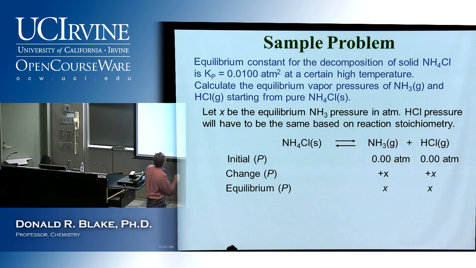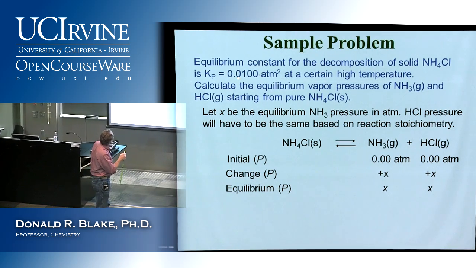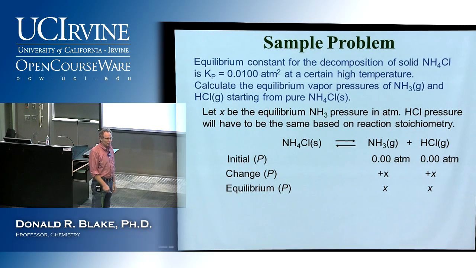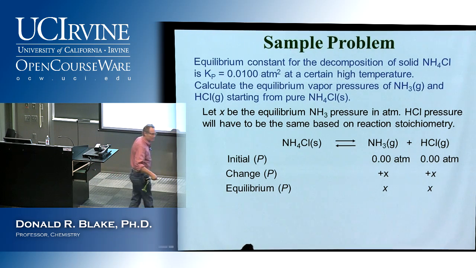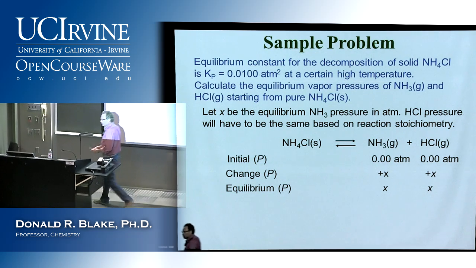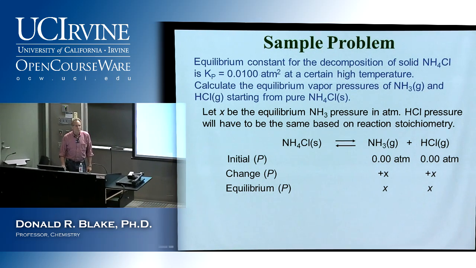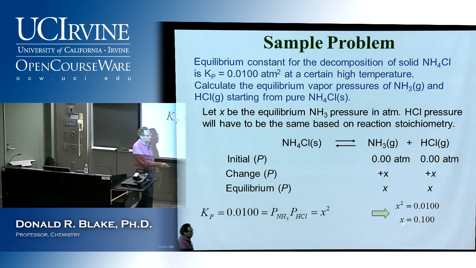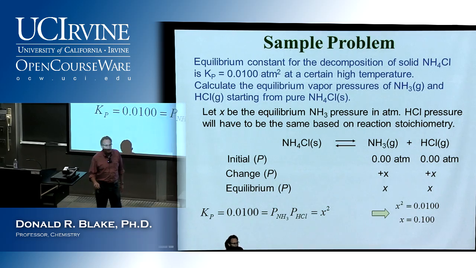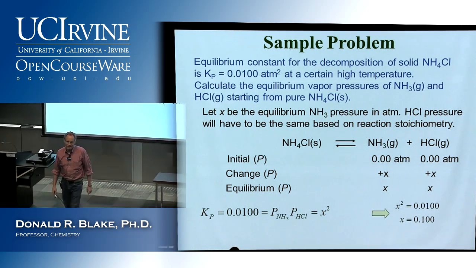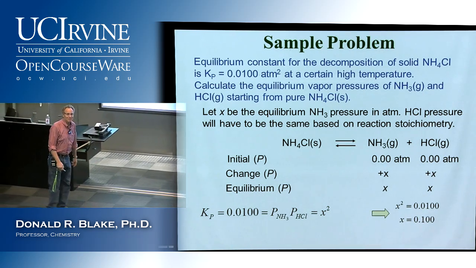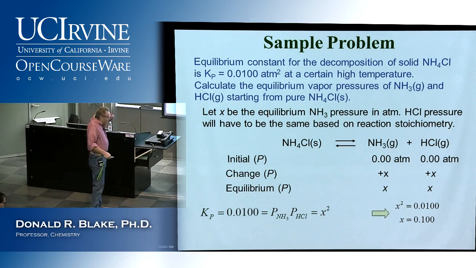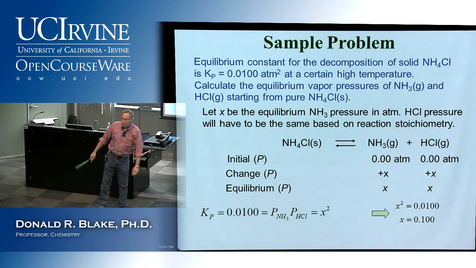Okay, it's going to be K sub P is equal to this times this over 1. Okay? We give the solid a 1 or you just forget it. So it's going to be x squared is equal to 0.0100, or you solve for x, and x is equal to 0.1. And just like I said, 3 significant figures. Okay, so x is equal to 0.1.